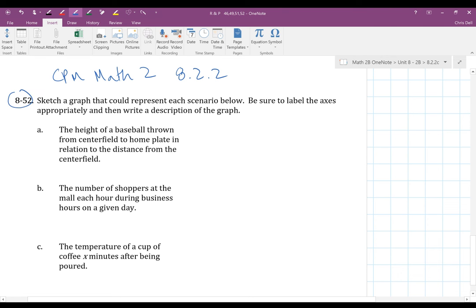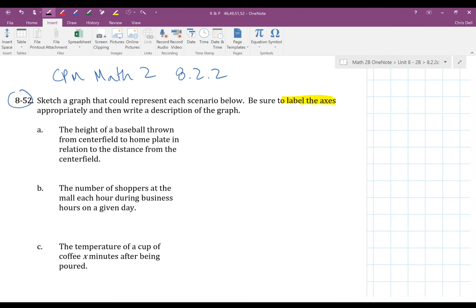It says sketch a graph that could represent each scenario below. Be sure to label our axes appropriately, then write a description of the graph. So we're just going to use a graph to describe this scenario.